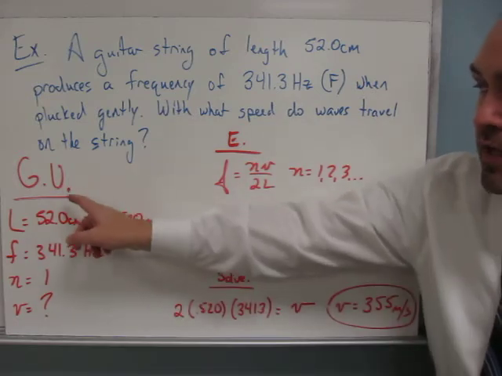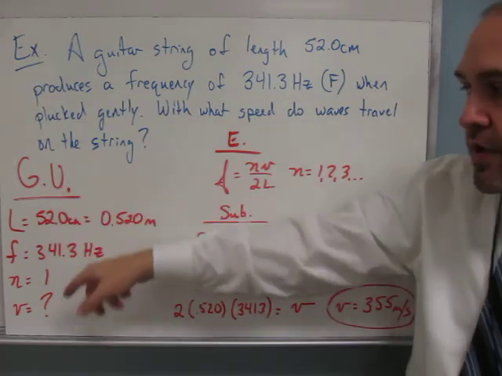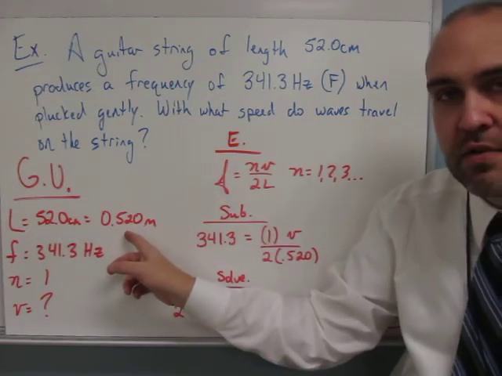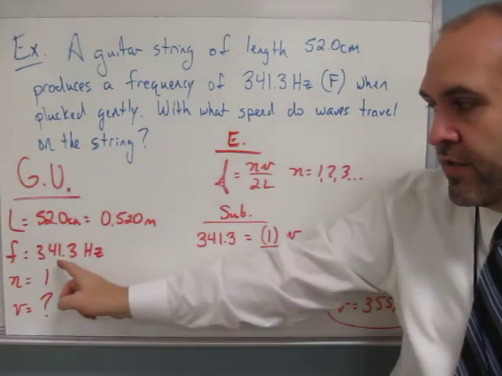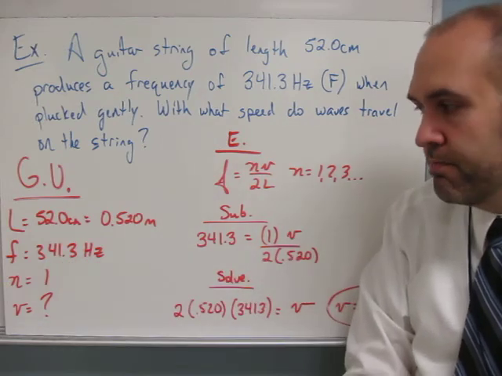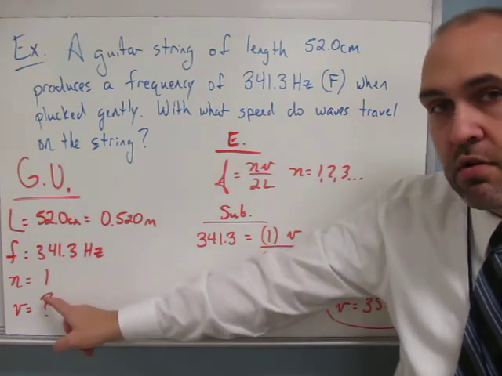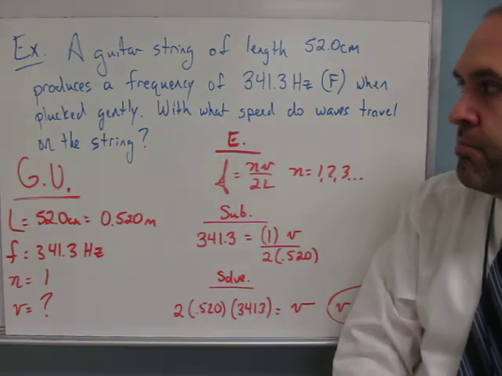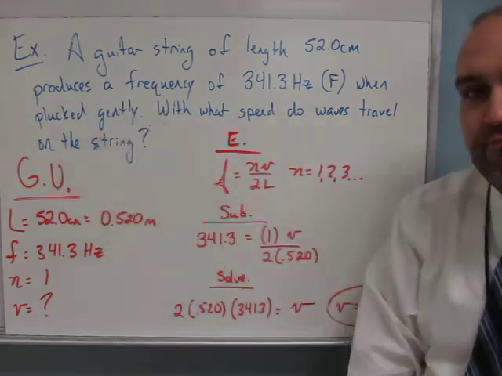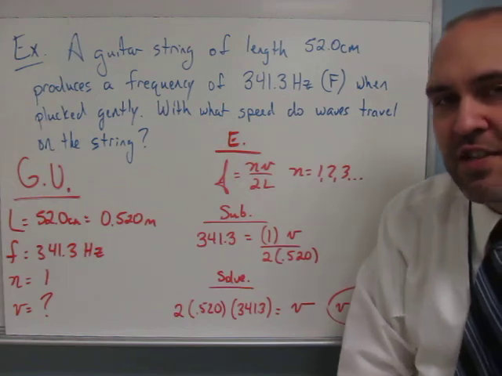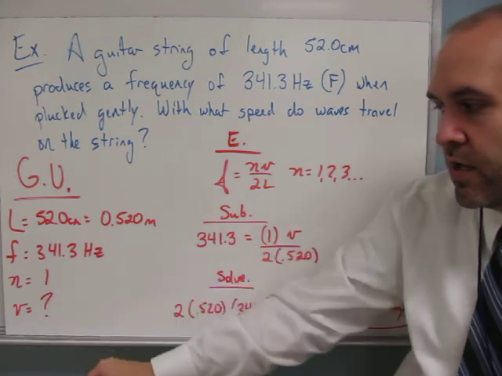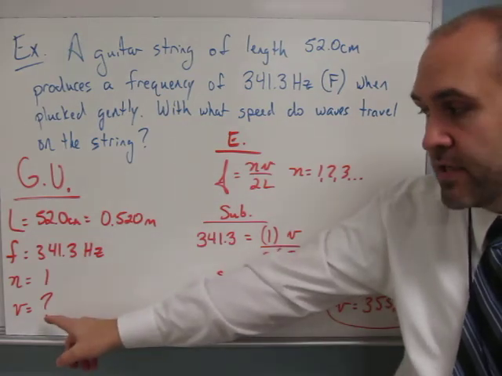So what we're given are our knowns and unknowns. We're given the length of the string L, which is 52 centimeters. I converted that to meters, 0.52 meters. We're given the frequency, 341.3. And we're given the harmonic number. Now the problem doesn't state that the harmonic number is 1, but it's plucked gently. So that's an indication that we're dealing with the simplest mode of vibration, which is n equals 1. And we're looking for v, the velocity.